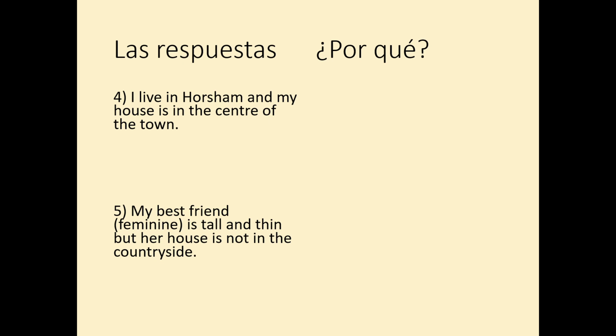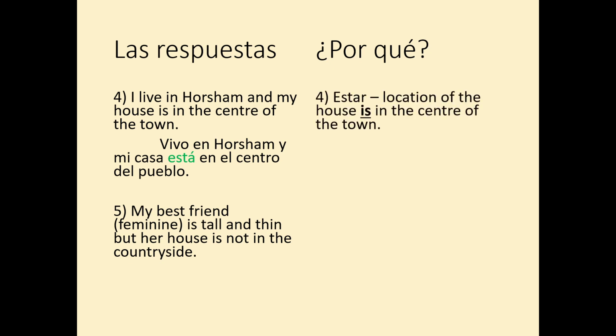Number 4, I live in Horsham and my house is in the centre of town. Thinking about that structure from earlier this lesson and last lesson. Vivo en Horsham y mi casa está en el centro del pueblo. The reason why we're using estar is because the location of the house is in the centre of the town.